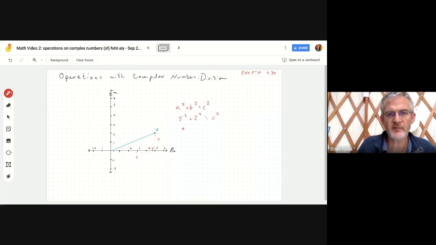So we would have 25 plus 4 equals c squared. So c would be the square root of that. The square root of 29 would be c.